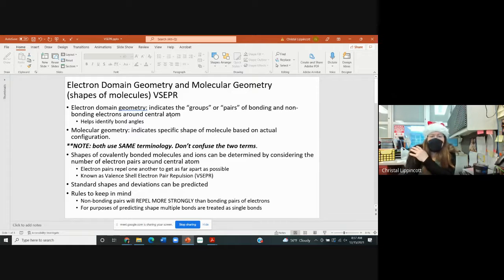So non-bonding pairs or lone pairs are going to repel more strongly because they're actually attached directly to that central atom. So they're going to have more of a push or repulsion on the other ones, on the atoms that are attached to it. Okay.